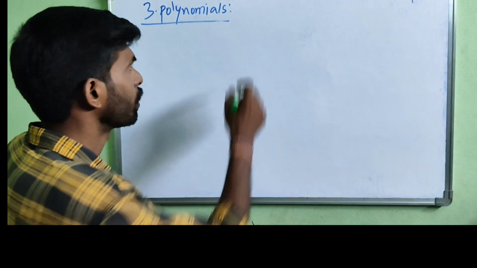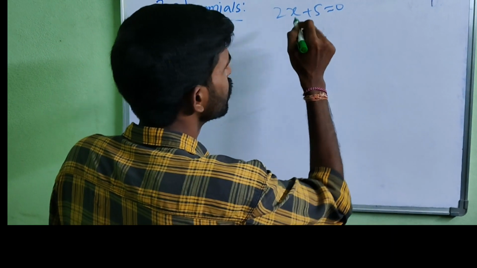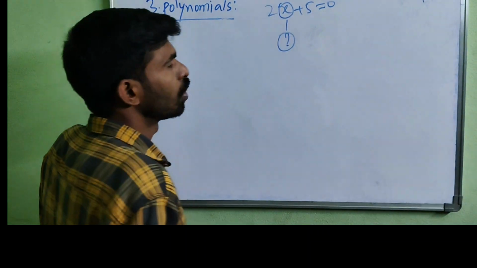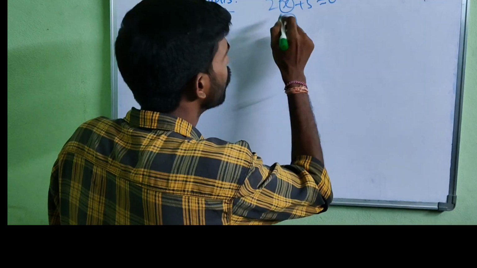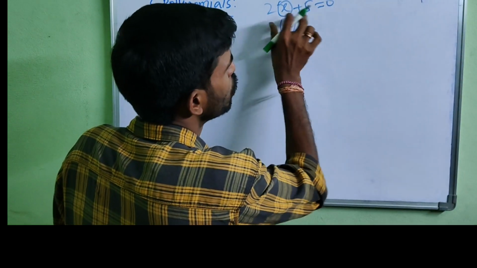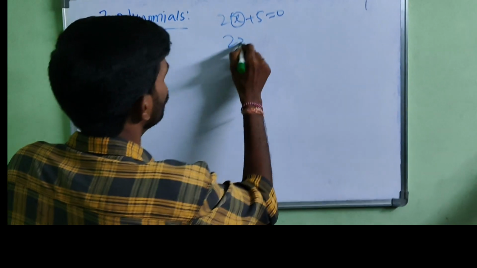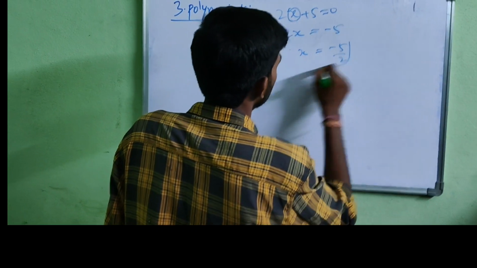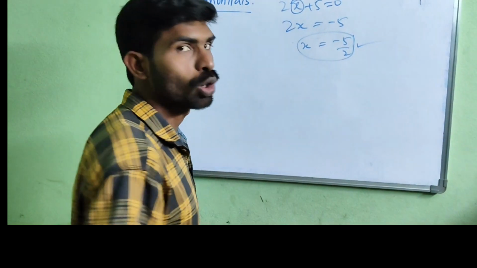the solution of the polynomial. I told you, that is 2x plus 5 equal to 0. What is the zero of the polynomial? It means what is the variable value. If we substitute some value at x, this total equation must be equal to 0. For example, 2x equal to minus 5, so x equal to minus 5 by 2, right? This is the solution or zero of the polynomial.